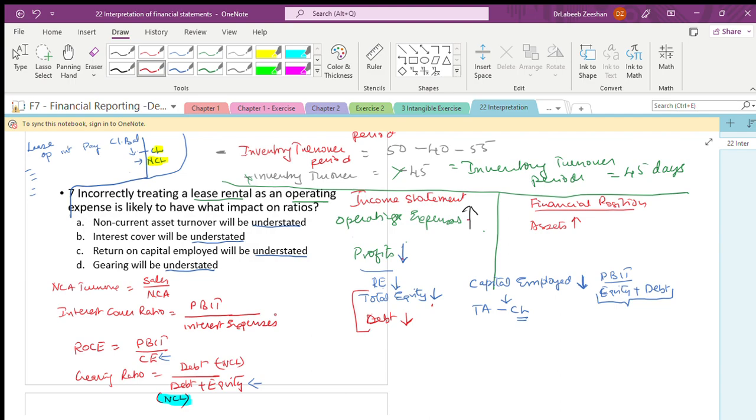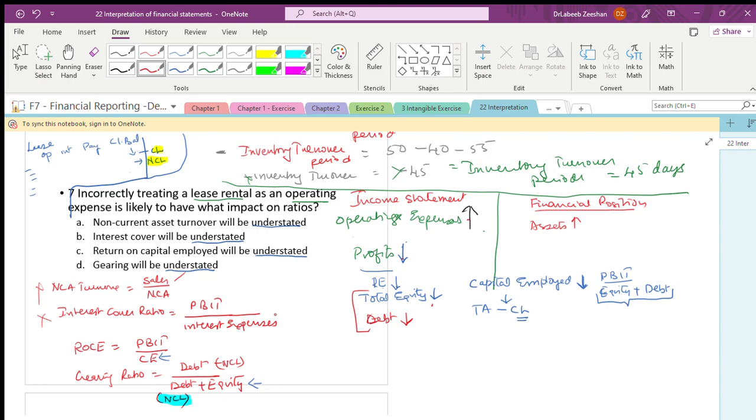We are not talking about the sales. Sales is nowhere involved here. Profit before interest and tax is involved, but we are not talking about the interest expenses, so we are not concerned about that. Now we have only two left: profit before interest and tax, and capital employed. Capital employed is nothing but total equity plus the non-current liabilities.